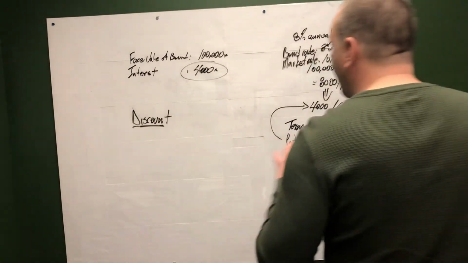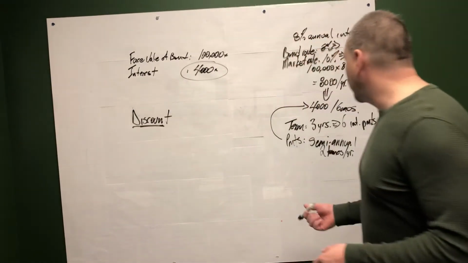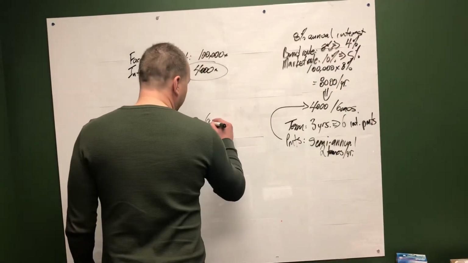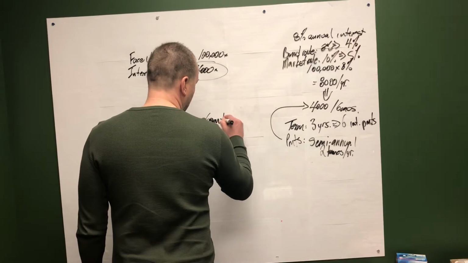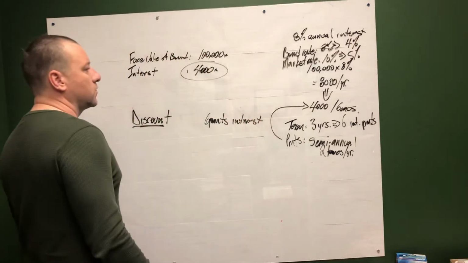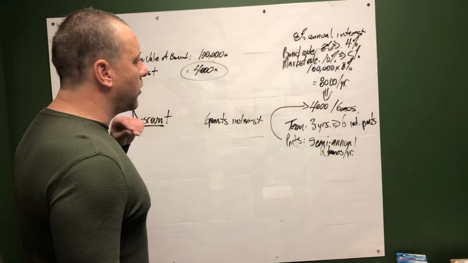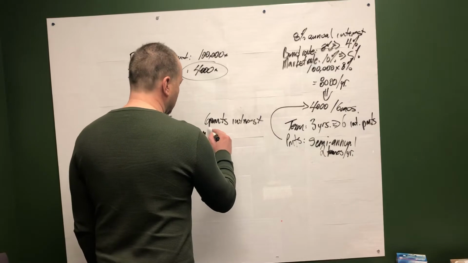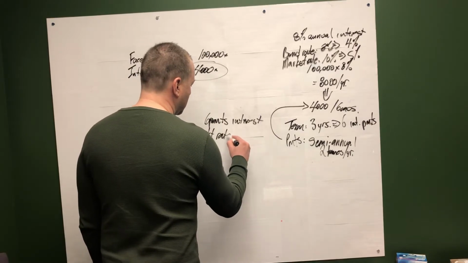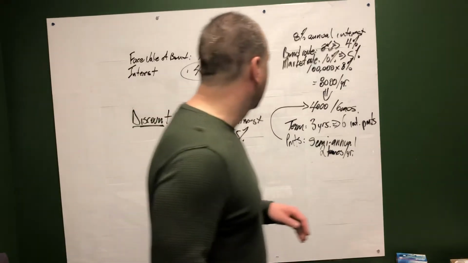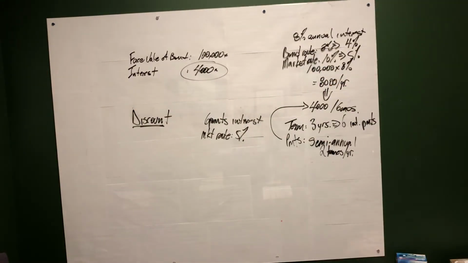Okay. That's it. Now we got to go back and figure out, we're going to make 6 payments of interest. And our market rate on a semi-annual basis is 5%. Okay, so now what? Well, from there, we got to use our present value tables.